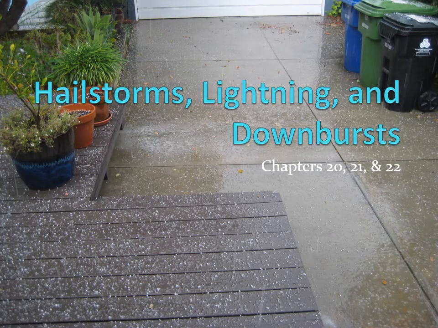Welcome class to chapters 20, 21, and 22. We are going to talk about hailstorms, lightning, and downbursts, otherwise known as microbursts. I decided to put these three chapters together because they're all related to various thunderstorm hazards.